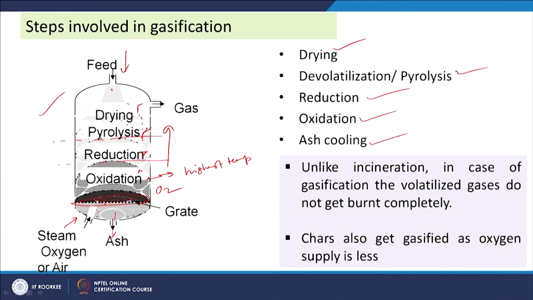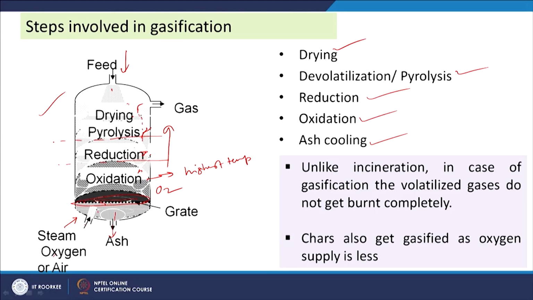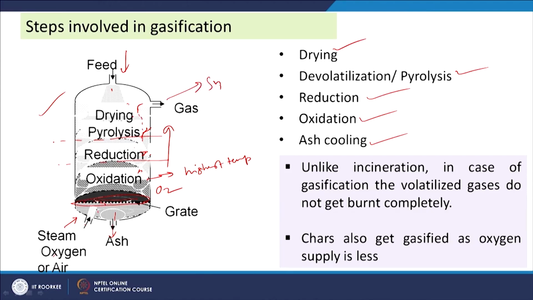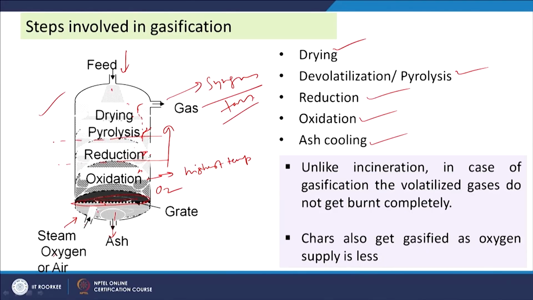Unlike incineration, in gasification the volatiles are not completely combusted, because the volatiles are produced here and go off, so they get less chance to be converted further. So, for a fixed bed type of gasifier, the syngas which comes out will not be that pure; it will have some volatiles. So, tars will be available with this.